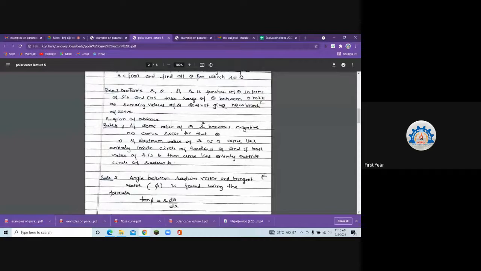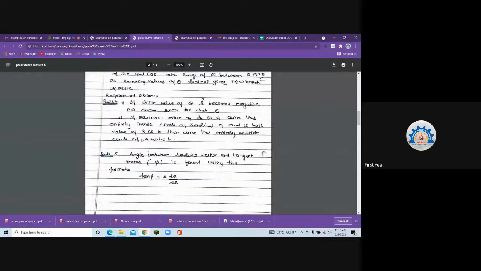Again, region of absence. तो region of absence में क्या करेंगे हम लोग? We are going to find the value of r which is becoming imaginary. If r is becoming imaginary or r square is becoming negative for some value of theta, then in that range of theta, there won't be any curve. Are you getting it? There it was x and y was becoming imaginary. Here r will become imaginary because what is the coordinate system here? R and theta. So for some value of theta, r square can become negative. That means r is imaginary, so no curve in that particular region of theta. ठीक है? Is it clear?